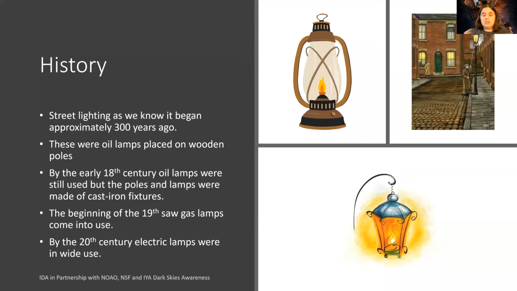So the use of oil lamps has existed for hundreds of years. Back in the ancient Babylonian times, throughout the ancient era, using oil lamps to be able to light up a room has existed for thousands of years. But it wasn't until about 300 years ago that they took the lamp and put them on the streets. So you literally have these oil lamps placed on wooden poles so that it would light the way so travelers can know exactly where they're going.